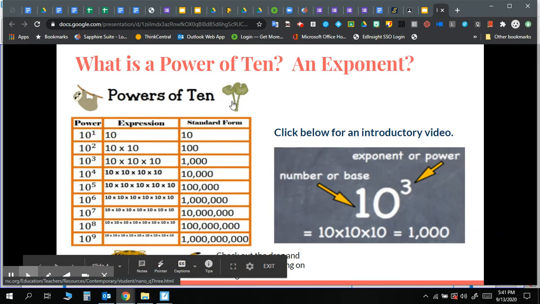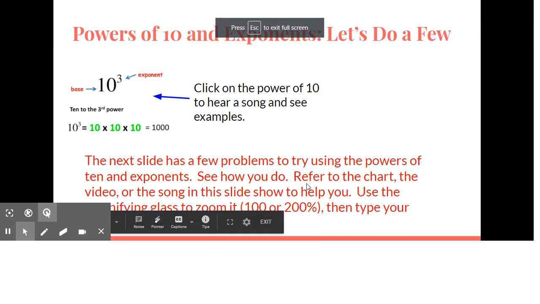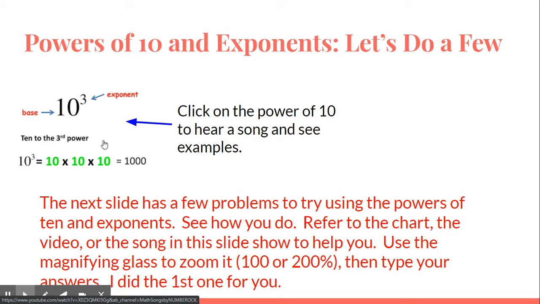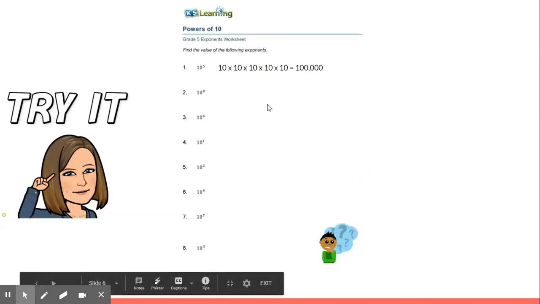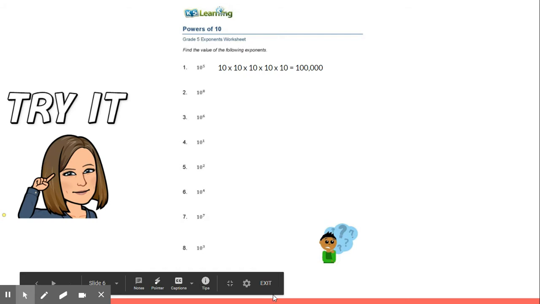Okay, so hopefully that clears up a little bit what a power of 10 is and an exponent. This is actually a song, and I'm not going to play this right now. It's a little song to help you kind of remember what a power of 10 is and an exponent. So you can check it out on your own time when you have a minute. On the next slide here, there are some practice problems. But I'm going to come back to this after we do some of the work in the book first, and then we can use this for practice, okay?